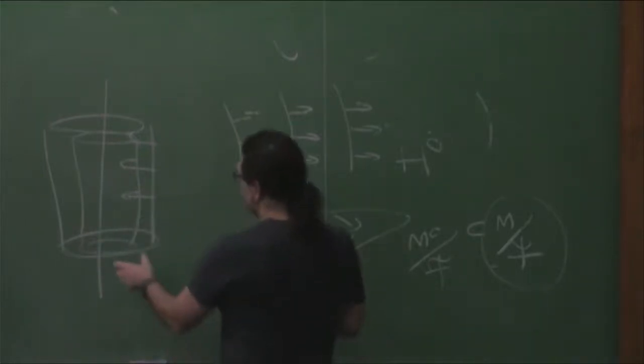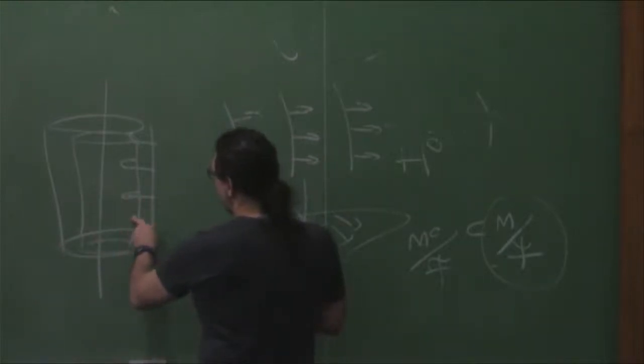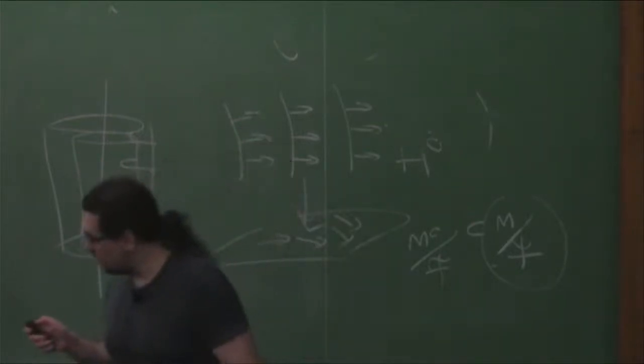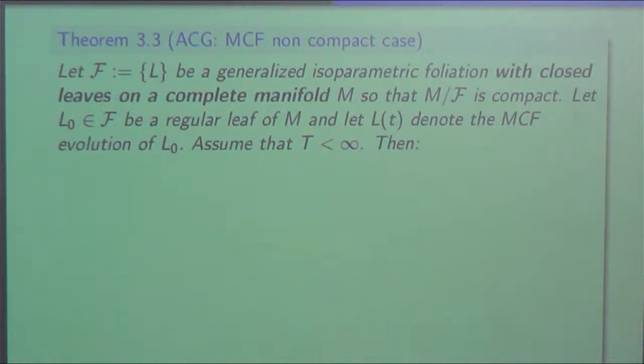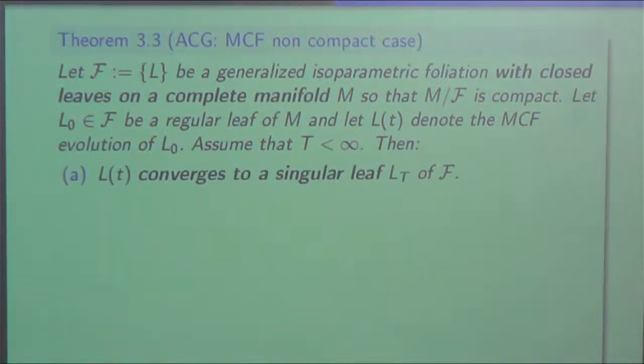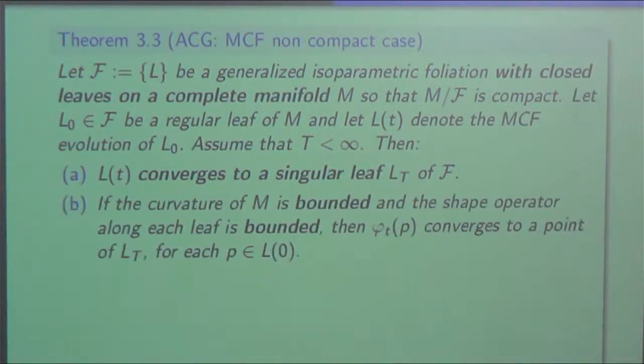This is one of the results that we have. If you are in a tubular neighborhood, and follow the mean curvature flow, you stay always in this tubular neighborhood. You can use what I have written here also for Riemannian foliations in non-negative curvature. And what we have then: first, the leaves converge to each other, at least in the leaf space sense. If the curvature of M is bounded and the shape operator along each leaf is bounded, which happens every time you have actions, the shape operator along our orbit is bounded, then the flow actually converges pointwise.